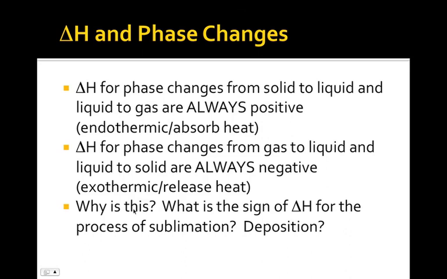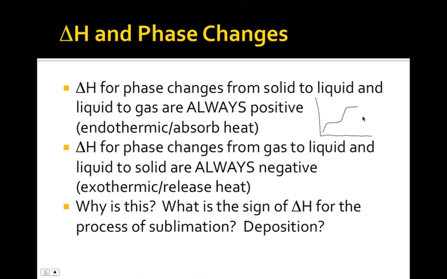This is just a little refresher of how the sign on delta H works for your phase changes. A long time ago, we did what you probably thought was the most pointless lab, where I had you melt ice and record the temperature of the ice melting into a liquid and then up to the boiling point. And you drew a graph that looked a little something like this. You had this, and then it started to melt, and then all the solid was gone, and the temperature started going back up again, and then it started to boil, and it leveled off.